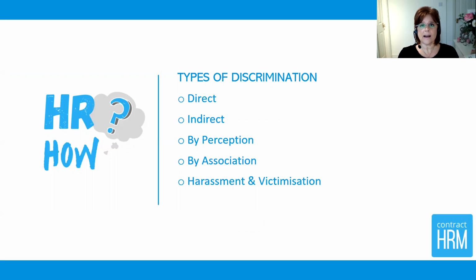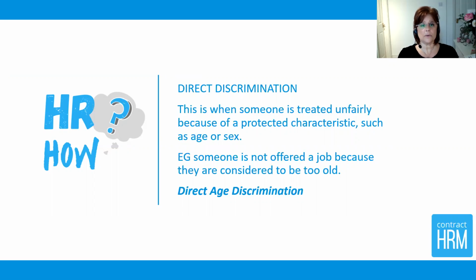So under the Equality Act, the types of discrimination are direct, indirect, discrimination by perception, discrimination by association, and harassment and victimization. And we're going to go into each of those in a little bit more detail now. So first of all, direct discrimination. This is when someone is treated unfairly because of a protected characteristic such as age or sex. An example of that might be that someone is not offered a job because they are considered to be too old. That would be direct age discrimination.